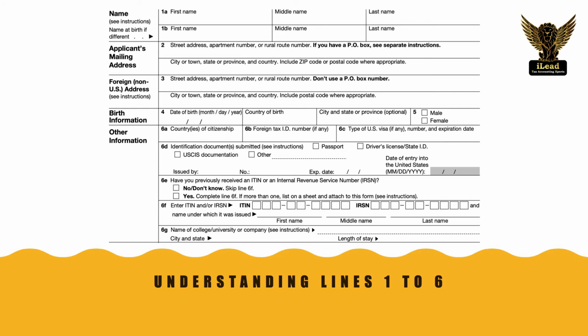And 6E, have you previously received an ITIN? If you have never received one, enter no. If you received one, please enter yes. And if you have entered yes, come to 6F and enter the ITIN number that was issued earlier. And if you are a student, you can enter the college or the university in 6G. Anyway, from 1A to 6F, I believe it is clear to you so far.